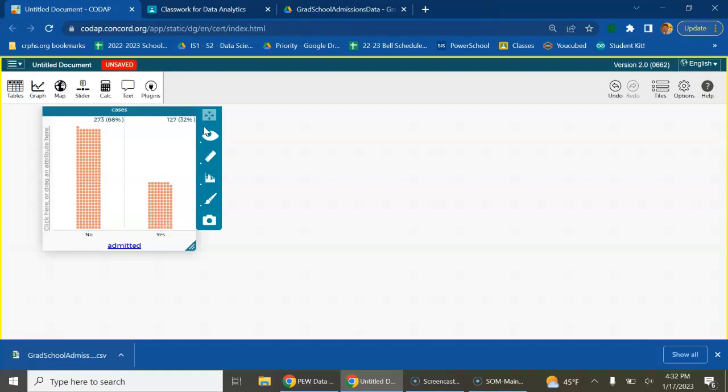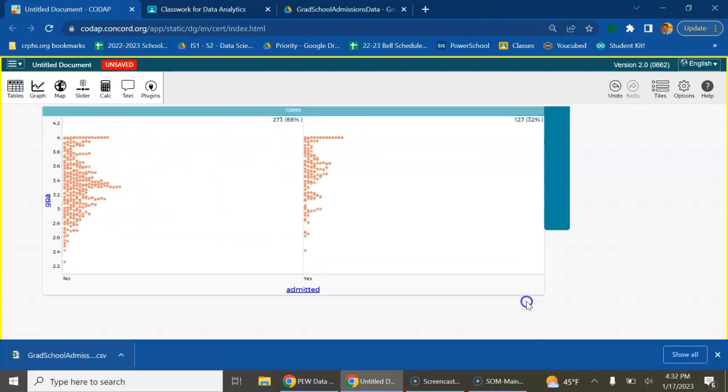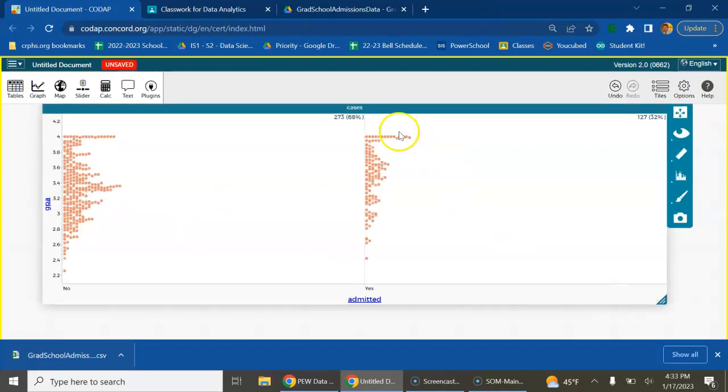Okay, so the next question says, of the students who were admitted, what was the most common GPA? So we're really going to be focusing in on this yes data, but we want to start to sort this yes data into the GPAs. So on the y-axis, we put GPA. Now we can start to see where these GPAs are. And if we zoom here, you can see that pretty overwhelmingly, the most common GPA for students who were admitted was a 4.0 or a 4. So the most common GPA for students who were admitted was a 4.0.